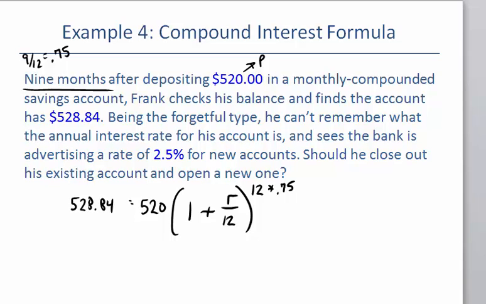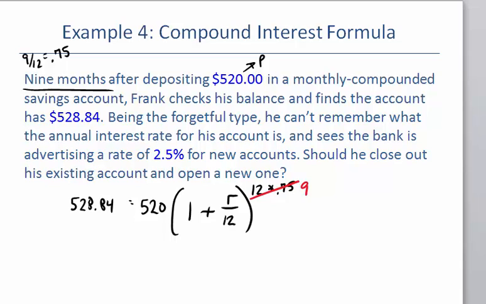So again, let's do what simplifying we can do fairly easily. One thing that I can do is multiply the 12 times the 0.75, and that's going to give me 9. So I'm going to go ahead and mark through this and say to myself, okay, that's equal to 9.